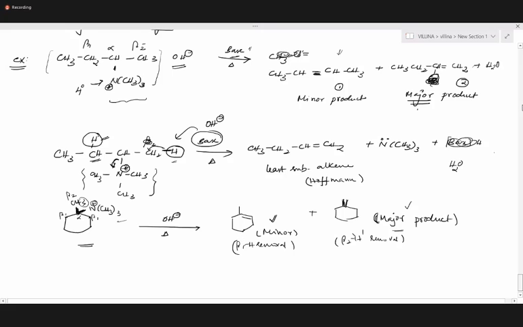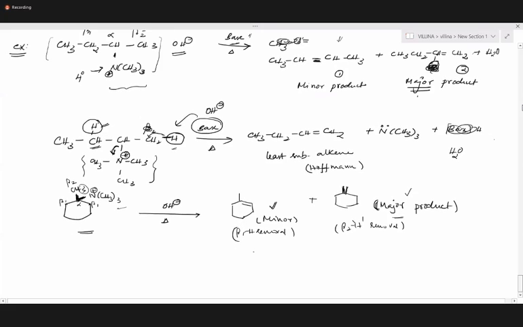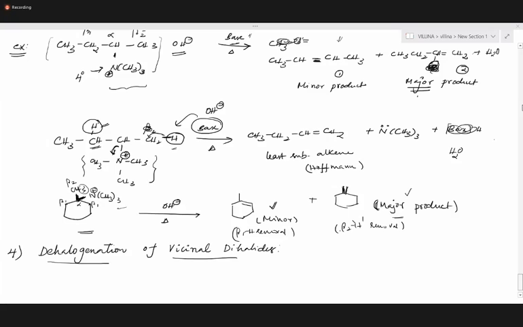All right. Next preparatory method, please take down dehalogenation. This is also elimination, but both the leaving groups will be halogens only. So dehalogenation of vicinal dihalides. This vicinal dihalides part we have seen. So what do we mean by vicinal? Dihalides means it's obvious two halogens are there. So what do we mean by vicinal?